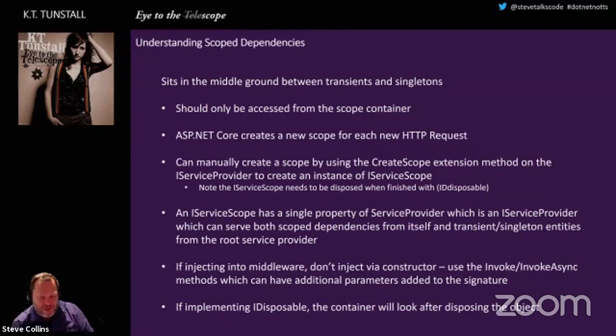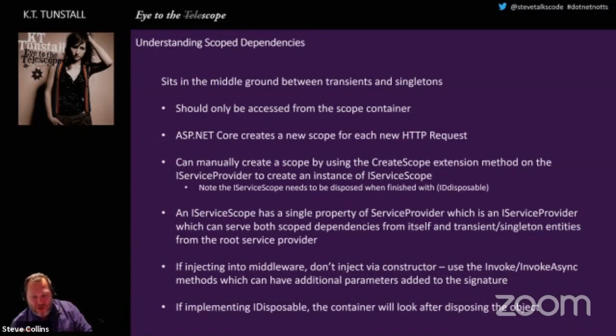If you're using middleware in ASP.NET Core, you have to be a bit careful because there's two parts to it. Middleware is effectively created as a singleton when it first fires up. So if you've got anything that relies on the request, which is registered as scoped, you shouldn't be injecting that via the constructor because you've got a lifetime clash going on there.